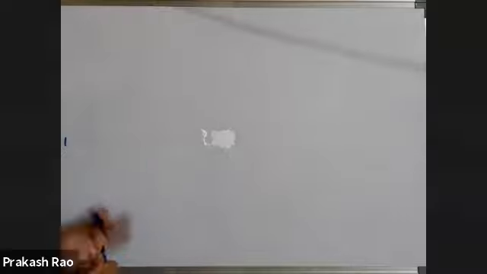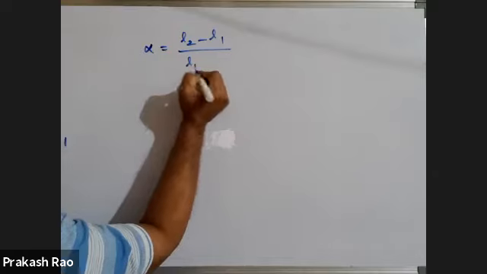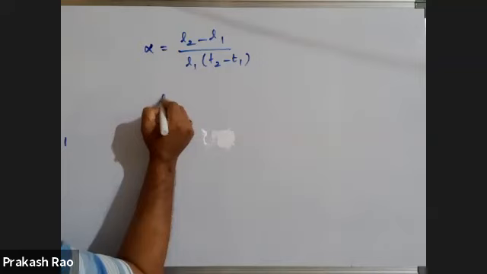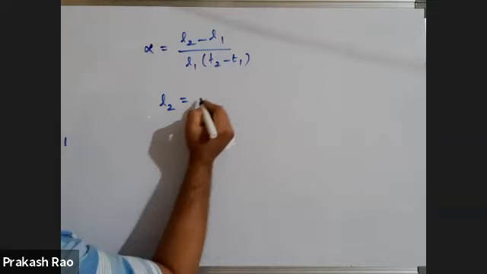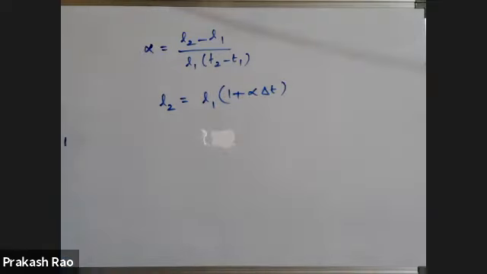Dear students, in my last class, I defined the coefficient of linear expansion, and you took the expression for it: alpha is equal to (L2 minus L1) by L1 of (T2 minus T1). By this you got the expression for final length: L2 is equal to L1 of (1 plus alpha into delta T). So these two expressions you took yesterday. This is about the coefficient of linear expansion.